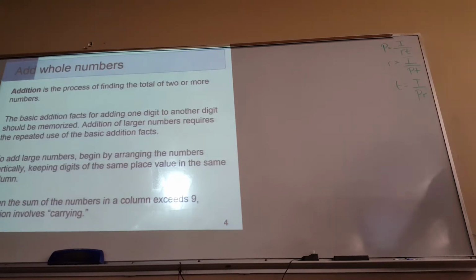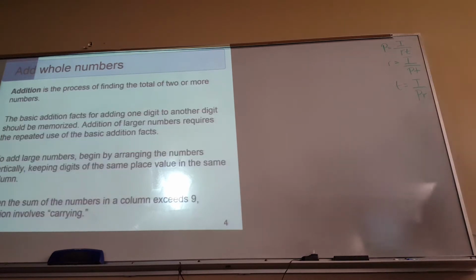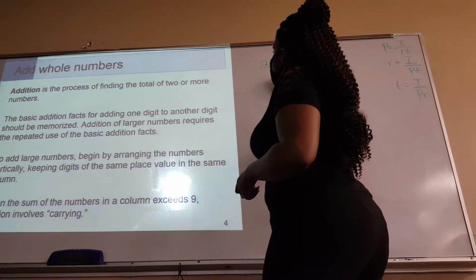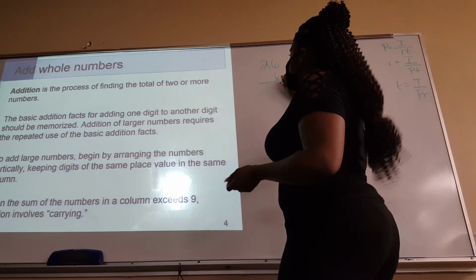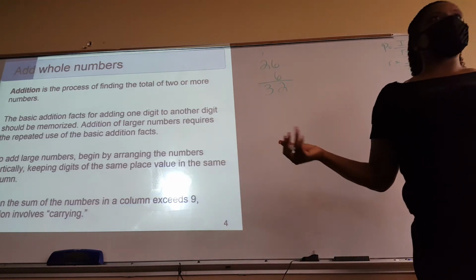To add large numbers, begin by arranging the numbers vertically, keeping digits of the same place value in the same column, and when the sum of the numbers in a column exceeds 9, addition involves carrying a number. Everybody kind of understands what that means. It's kind of in the format of just saying if we had 26 plus 6. If we have 6 and 6, which is 12, and we carry that number, then that's 3. So that's basically all that's saying and how to line it up.